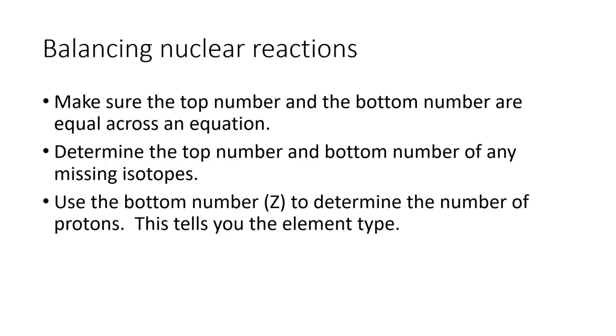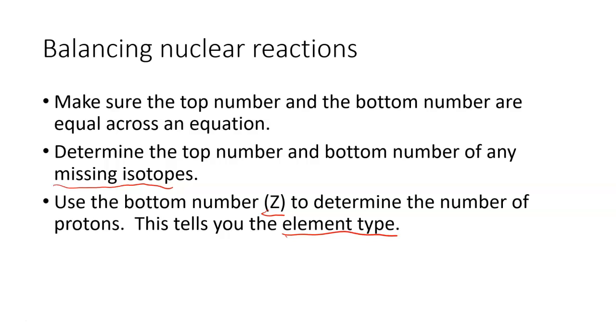We want to determine that top number and bottom number of any missing isotopes. So typically it's more like a fill in the blank type thing. You know some of the isotopes, but not all of them in the reaction. You'll also use that bottom number to determine the number of protons. That's going to tell you the element type.